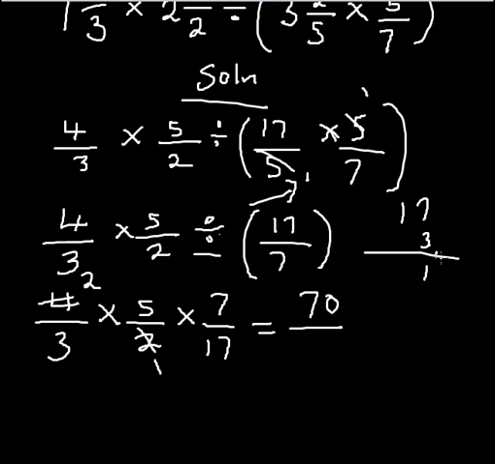Then 3 times 1 is 3, plus the 2, that's going to be 51. So my final answer: 70 divided by 51, I have 1. What's the remainder? The remainder is going to be 19. So 1 and 19 all over 51.